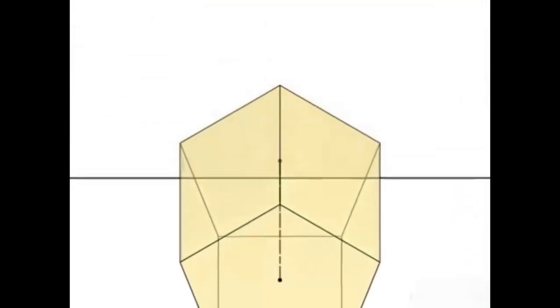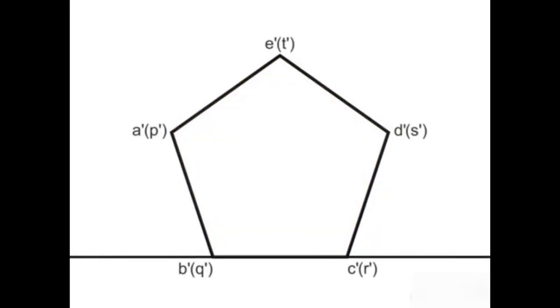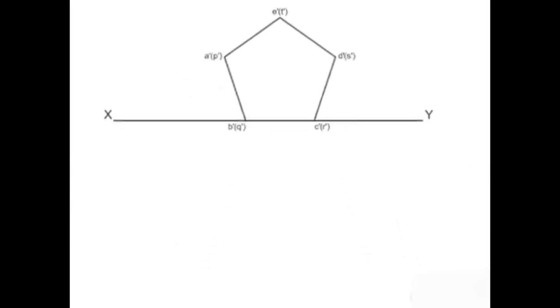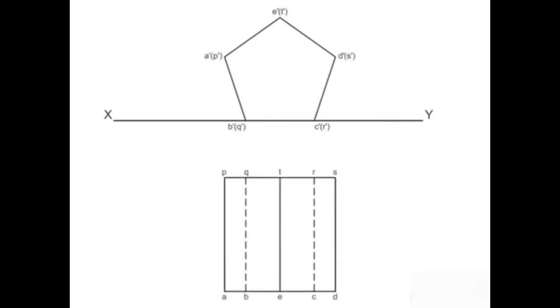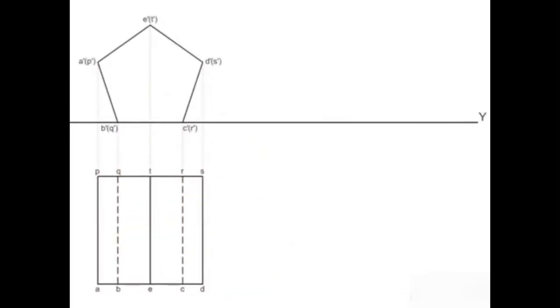Observe that the true shape and size of the pentagonal prism is seen in the front view. We shall generate the pentagon in the front view with its base parallel to XY. Then let's construct the top view by projecting the details from the front view. Now we will follow the procedure to alter the position of the top view.